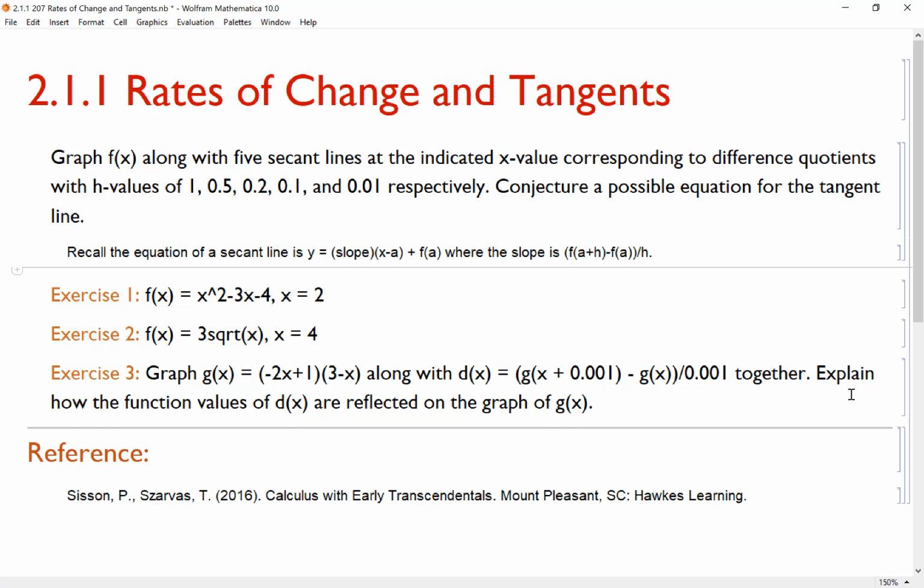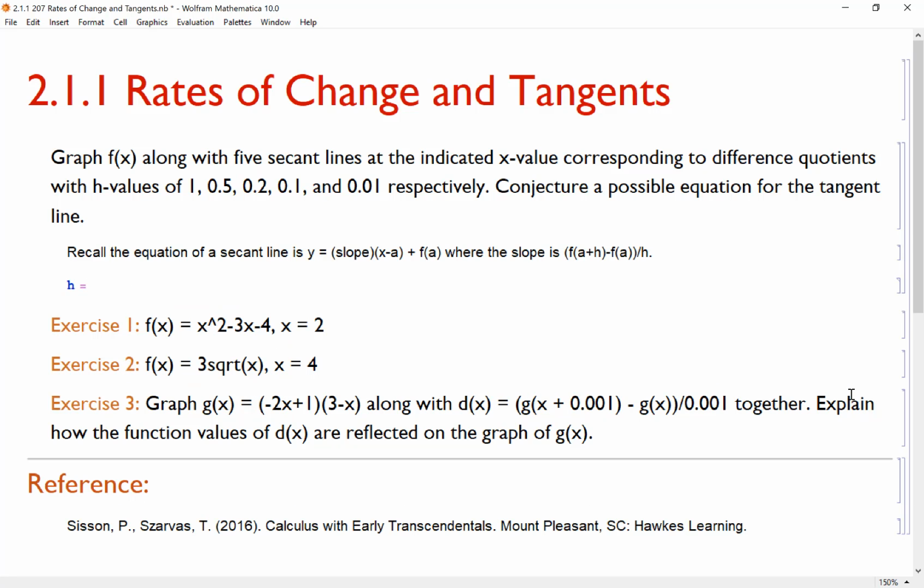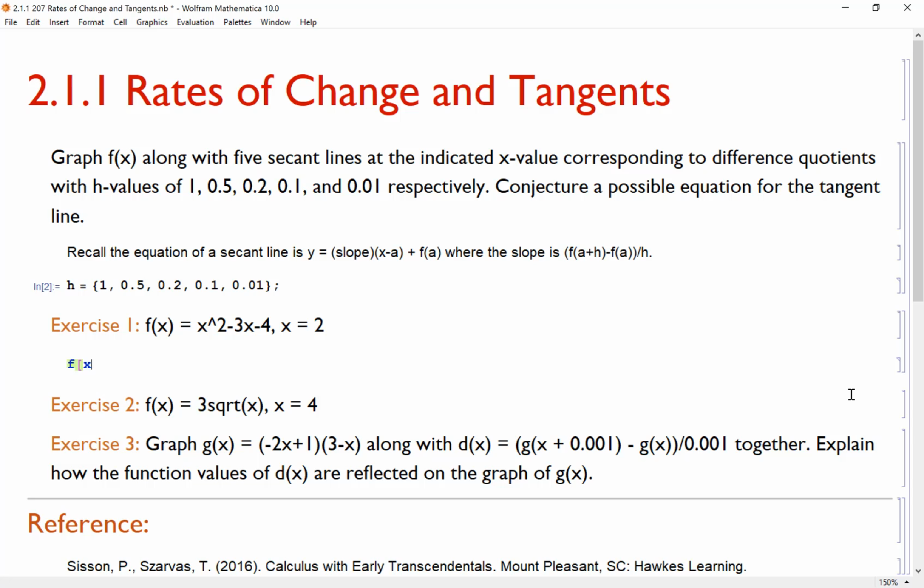Now for these first two exercises, we're going to have a list of h values that we're going to use for both exercises, so I'm going to go ahead and make a list called h that I can use for both of them. Okay, now for exercise 1, let's go ahead and define our function here.